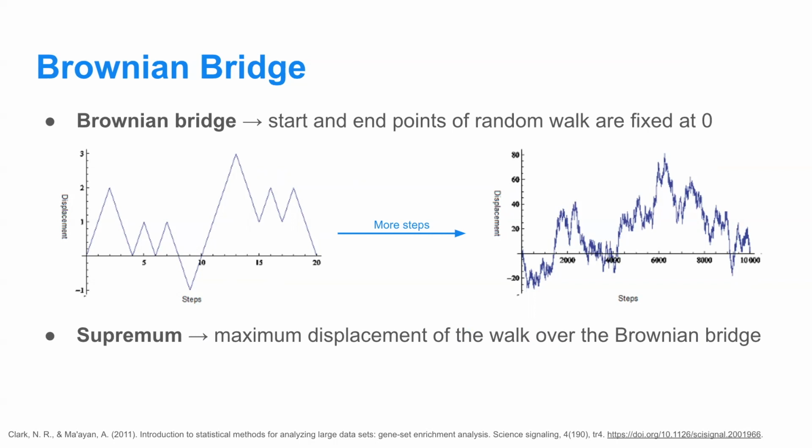And then what is known as supremum is basically this maximum displacement of the walk over the Brownian Bridge. So here on the right, you can see that the supremum looks like it's positive. It's not always necessarily positive. It could be a negative value as well. And I'll talk a little bit more about what that means for enrichment analysis results.